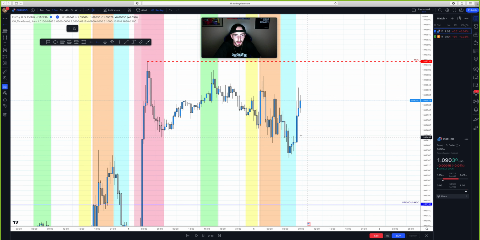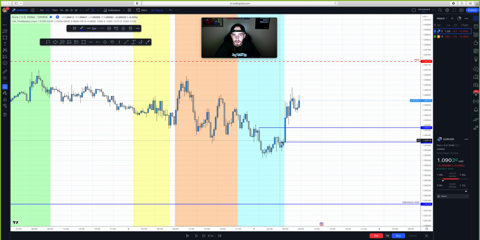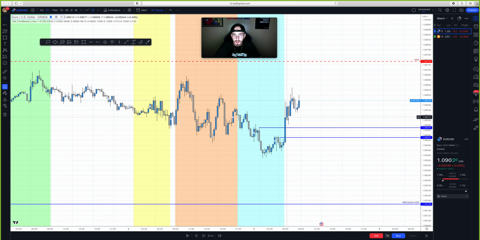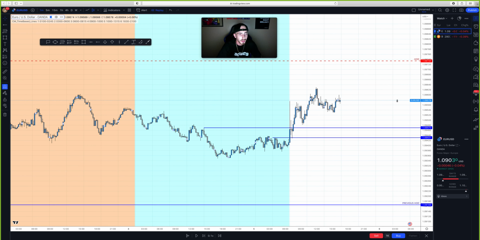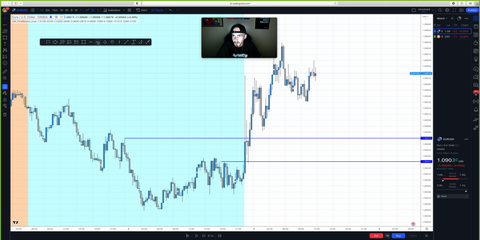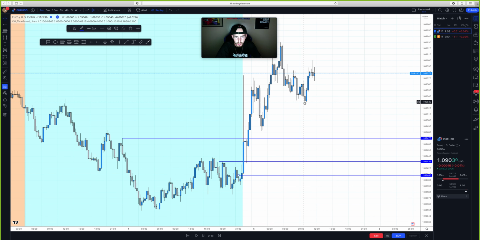So look, this is M15 demand right here. M5 demand right here. This area right here. And then if we even go to M1 time frame, you're going to see how all these three time frames have an area of demand in confluence. So check this out. This right here.